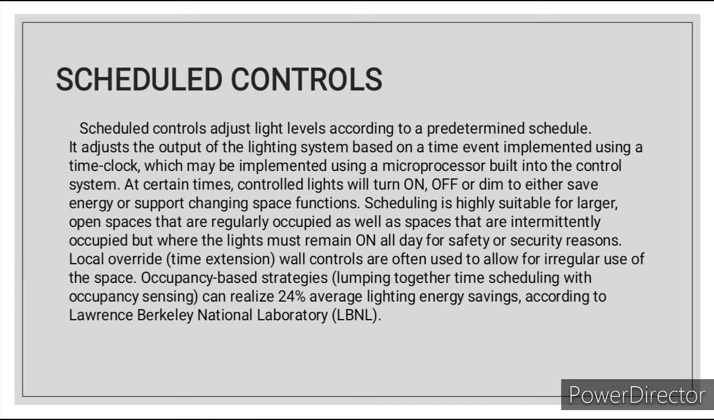Scheduling adjusts the output of the lighting system based on a time event implemented using a time clock, which may be implemented by a microprocessor built into the control system. At certain times, controlled lights will turn on, off, or dim to either save energy or support changing space functions. Lighting scheduler was purposely built for appointment data models, allowing deeper and more granular resource control.